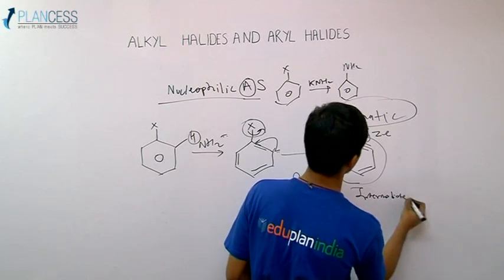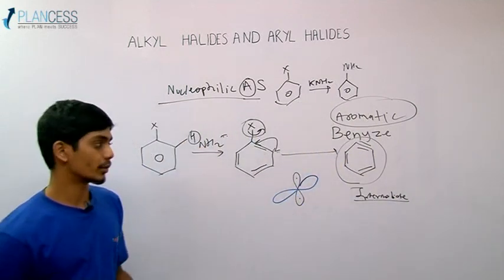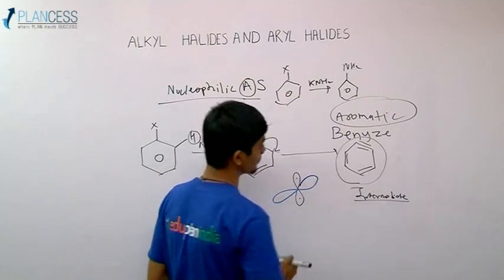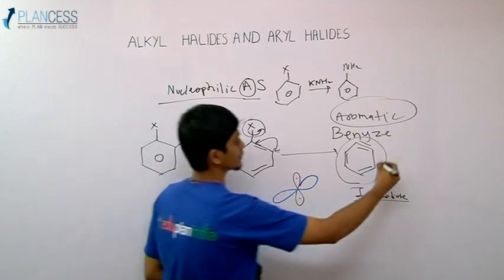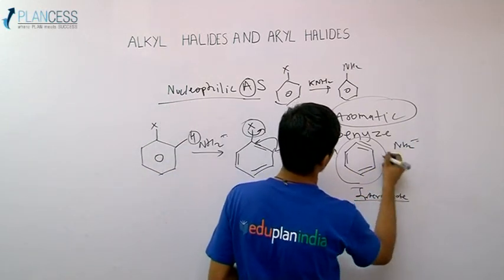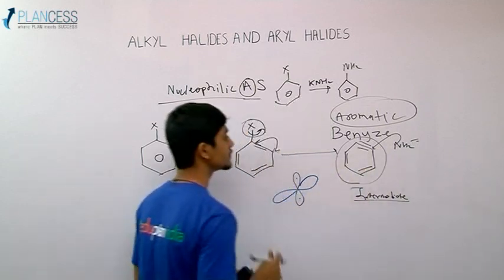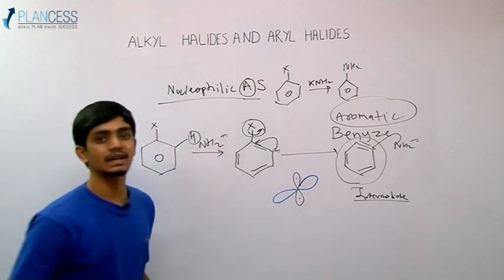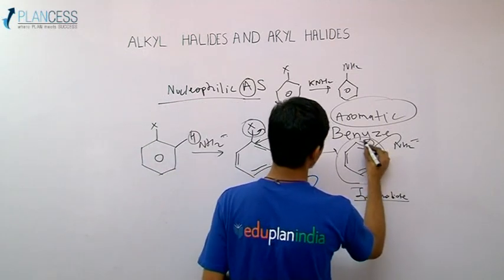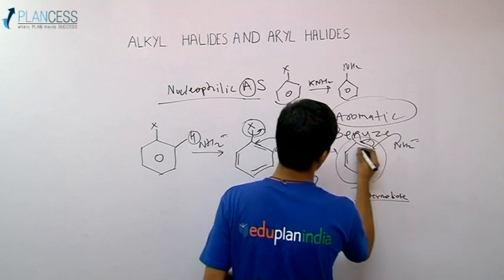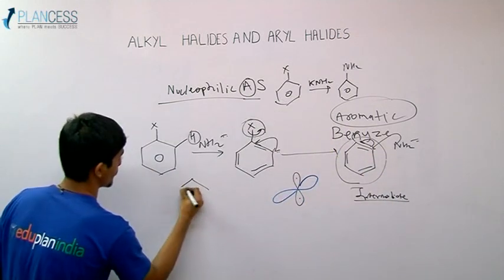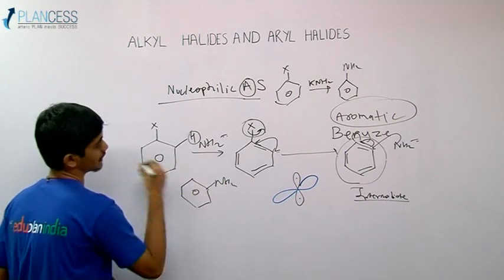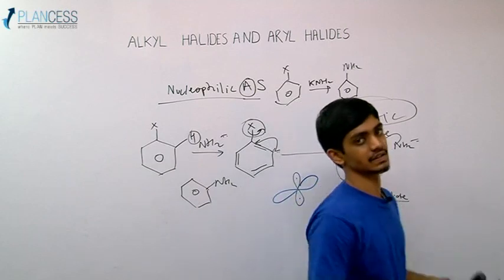and hence it is an intermediate which immediately reacts. What happens next? Now this is a planar molecule, we know, with an almost linear bond. What happens next is that NH2 minus attacks here. This NH2 minus can attack either over here or over here, it doesn't matter. But when it attacks, it loses the hydrogen and we get NH2, and the aromaticity of the benzene ring is regained.